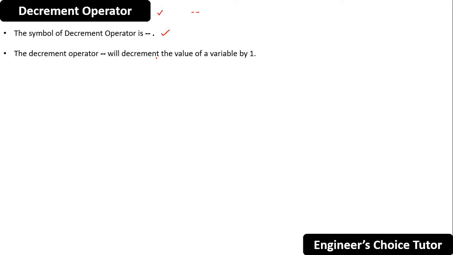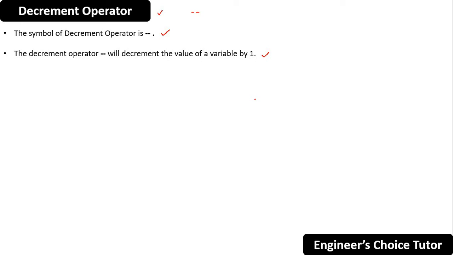Hi everyone. In today's lecture, we will discuss the decrement operator in Java. So basically, what is the symbol of the decrement operator? Minus minus. Okay, this is the symbol of the decrement operator. The decrement operator minus minus will decrement the value of a variable by 1.